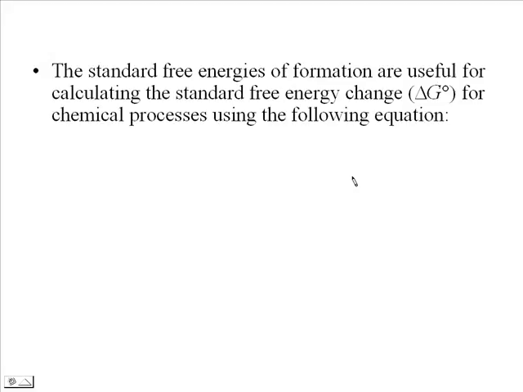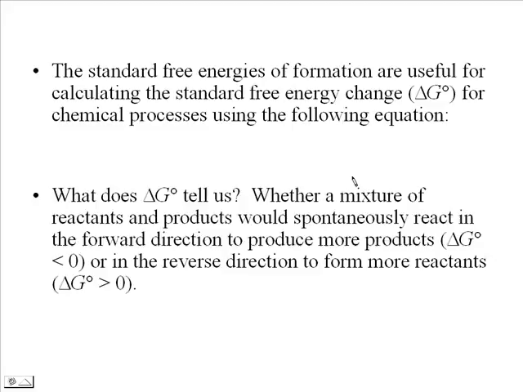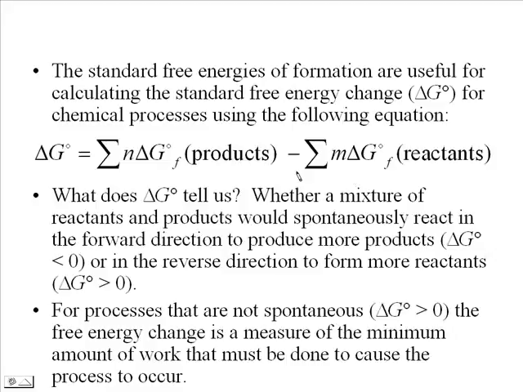Certainly these standard free energies are useful when you want to calculate delta G for chemical processes. We use the same equation we use with delta H and delta S, where you take the standard free energy of formation, multiply by the coefficient from the balanced equation for the products, minus the standard free energy of formation of the reactants, also multiplied by the coefficient in the balanced equation. And then you get your value for delta G.